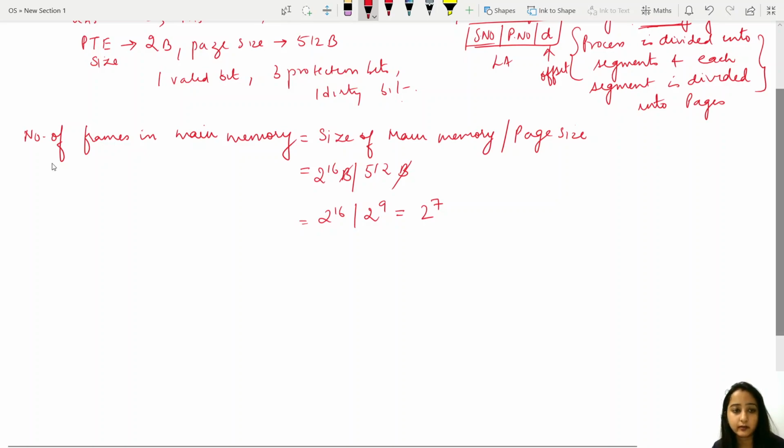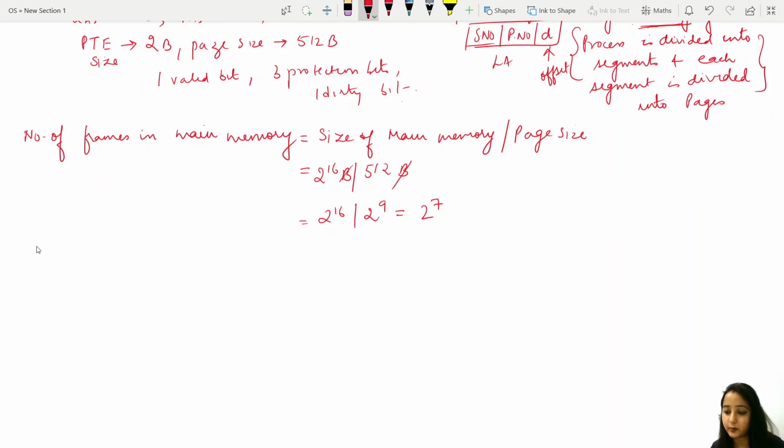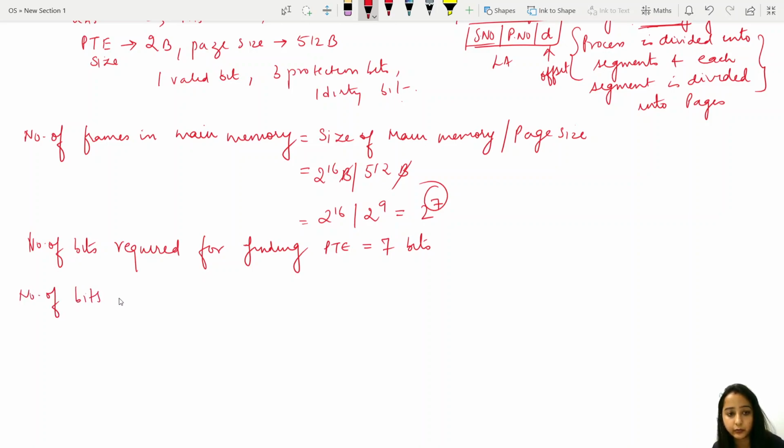Next, we have to find the number of bits required for finding the page table entry. What is this? We have to find it out. So how many bits? This is the number of bits, 7. Number of bits required for finding the page table entry: how much is it? 7 bits. Okay.